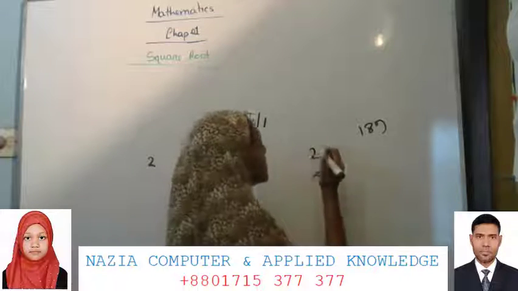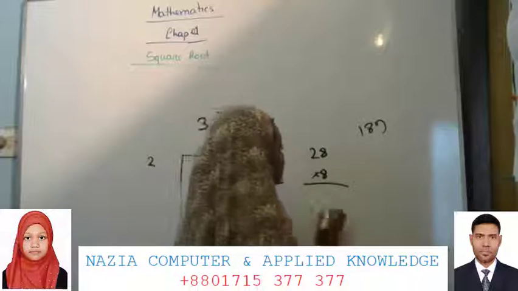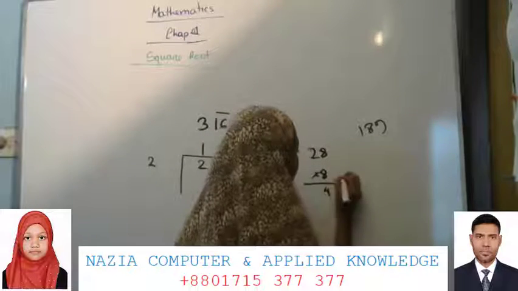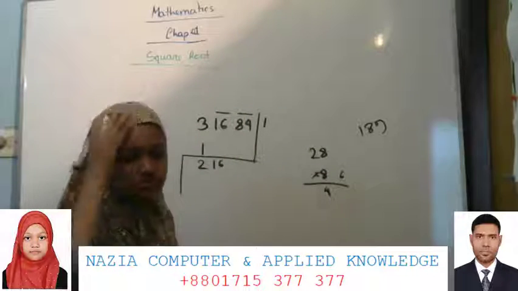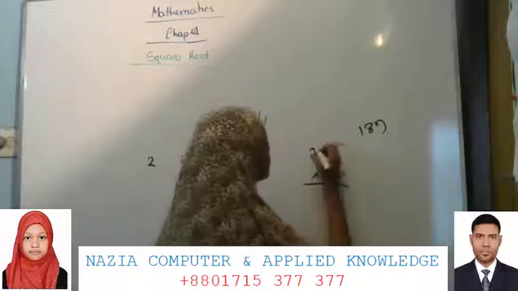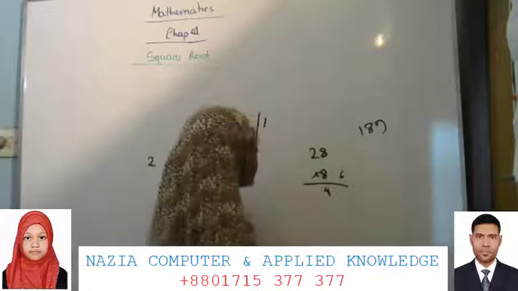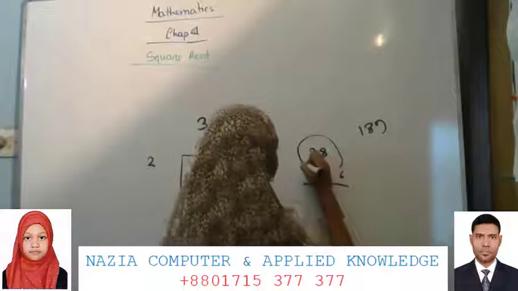And after that 8. Okay, let's multiply with 8. 8 8s are 64, 4, 6. 8 2s are 16, 16 plus 6 equal to what? If 8 2s are 16 and 16 plus here comes the 6. Okay.